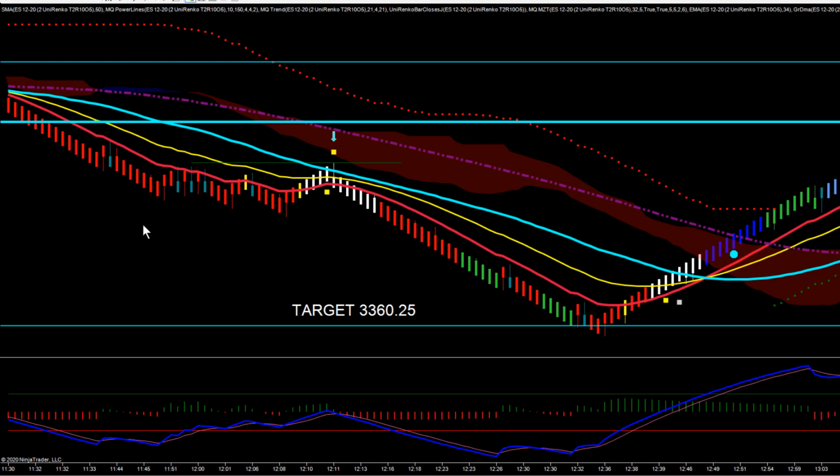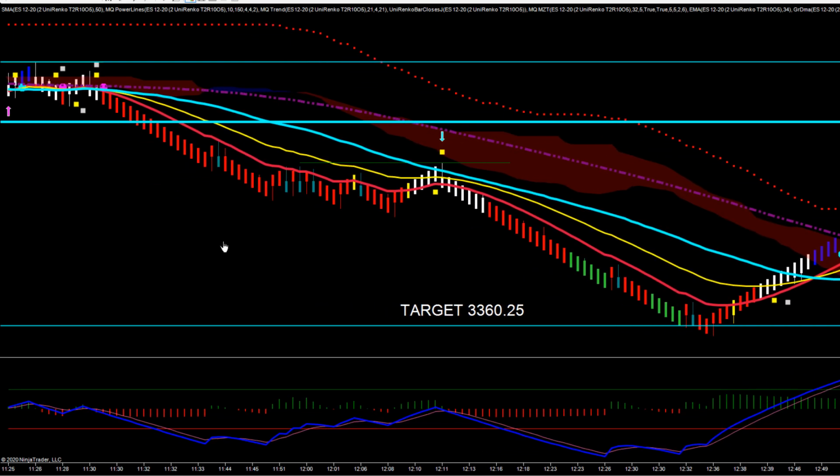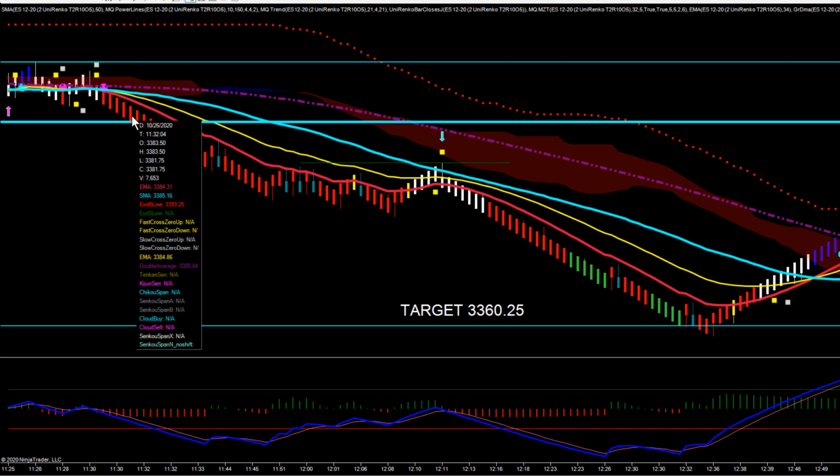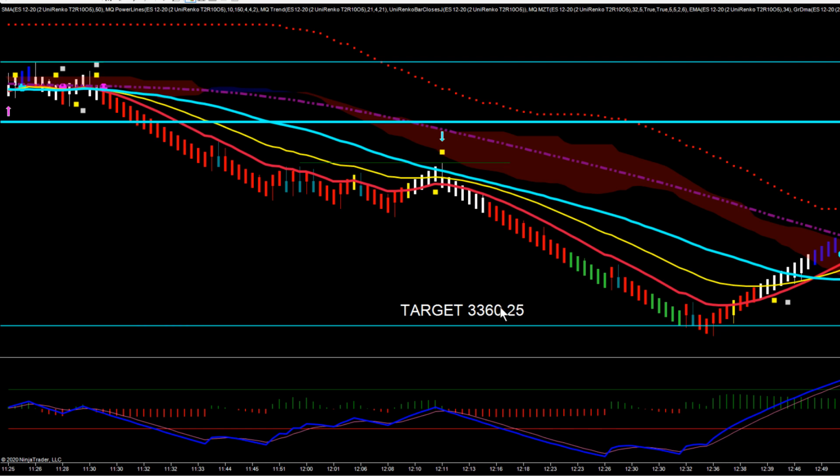So again, just kind of depends on how you were managing your trade. If you took the 30-minute bear flag and the breakout, you would have been in somewhere in the neighborhood of 33.81 and a half. Our target was 33.60 and a quarter. You can see it hit that. Actually broke underneath it a little bit. So you had the potential, again, all depends on how you were managing your trade.